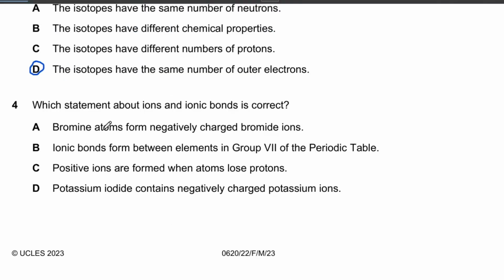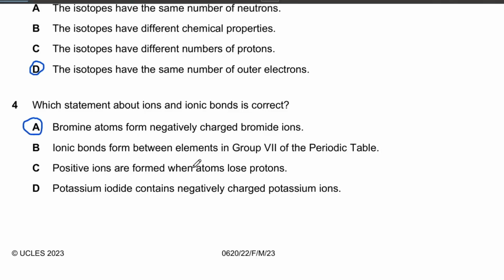Question 4. Which statement about ions and ionic bonds is correct? A. Bromine atoms form negatively charged bromine ions. That is correct. Our answer is A. If you check option B, let's see why it is wrong. Ionic bonds form between elements in group 7 of the periodic table. That is wrong. That's a covalent bond.